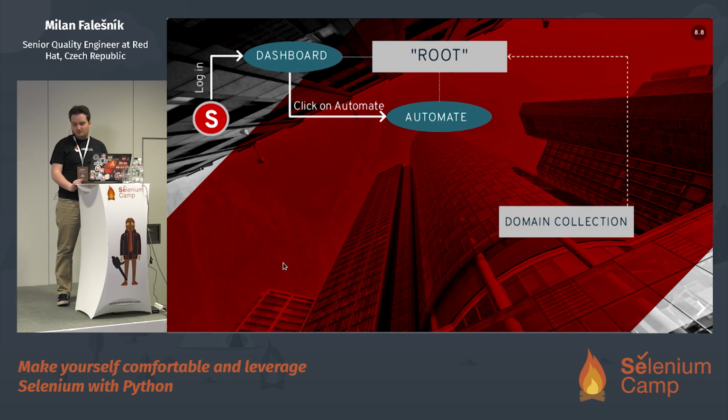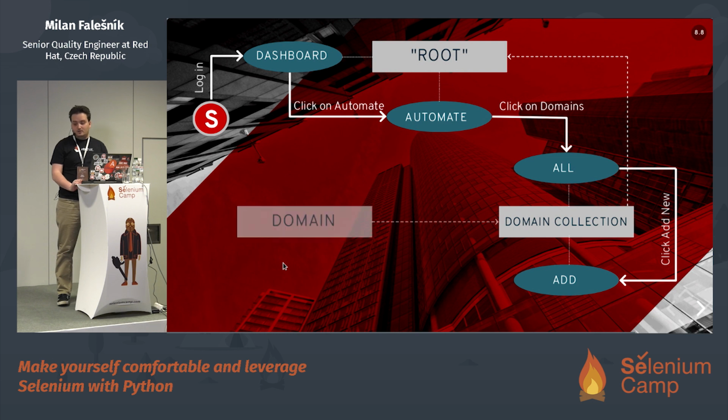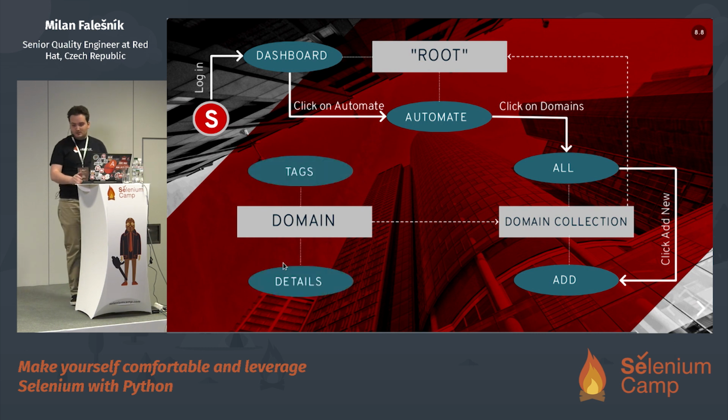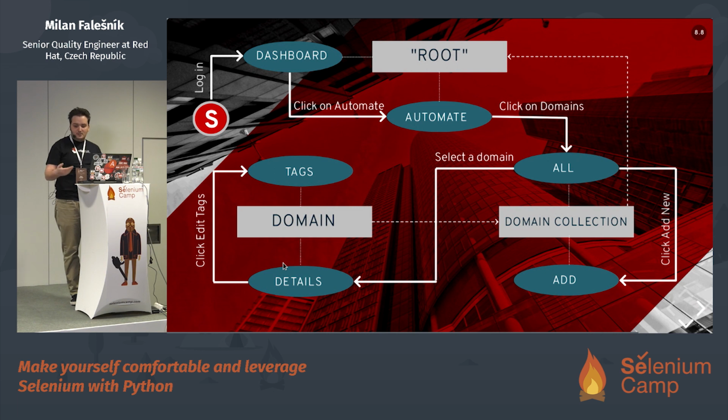Then you add a new kind of object, a domain collection, which points to the session object, and collection has all and add. How to get to all domains? Well, you are in the automate and you click on domains. And to add a domain, you have to be in all, and you have to click on add new. And again, you create a domain class, which when instantiated holds a reference to domain collection. It has details on, let's say, tags. So again, to go to details, you need to be in all domains and select the domain. And to go to tags, you have to be in domains details and edit tags.